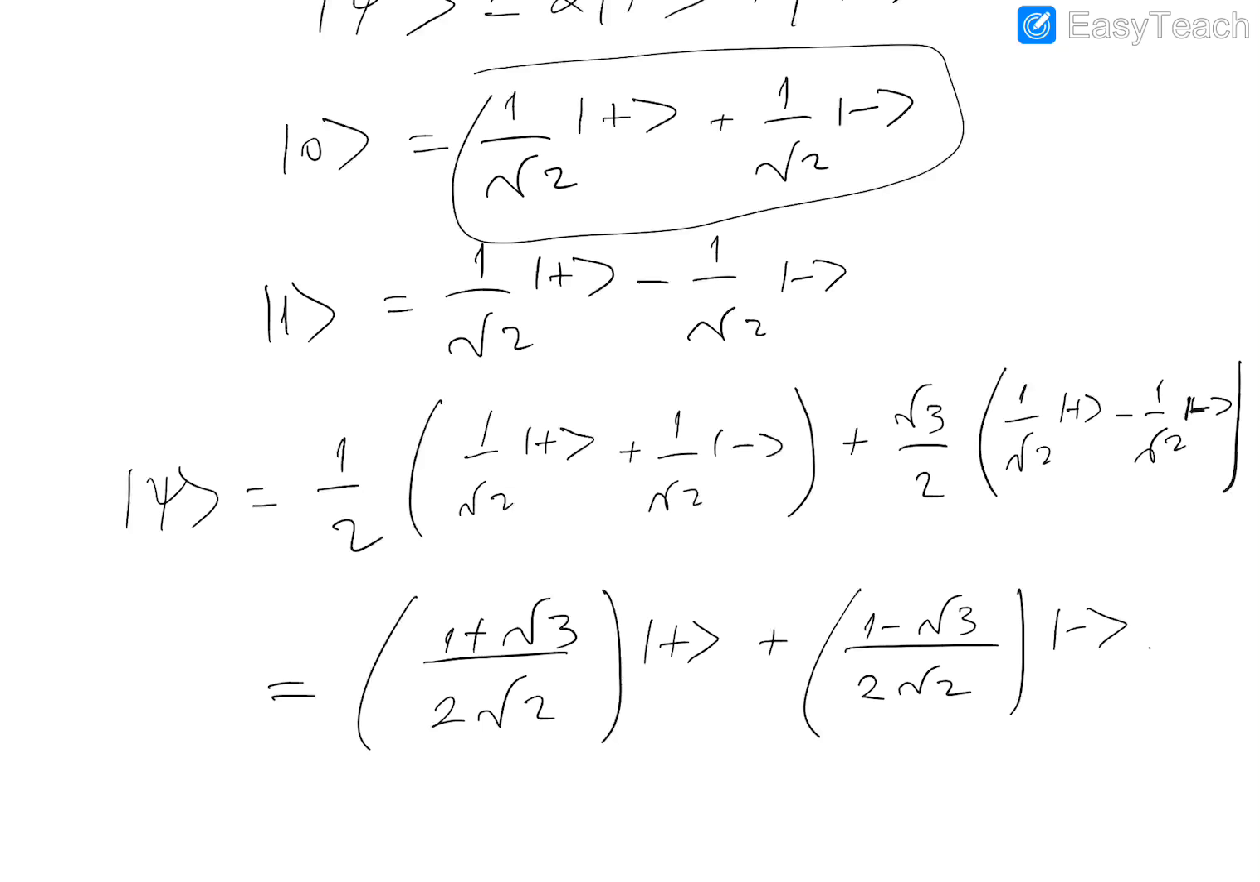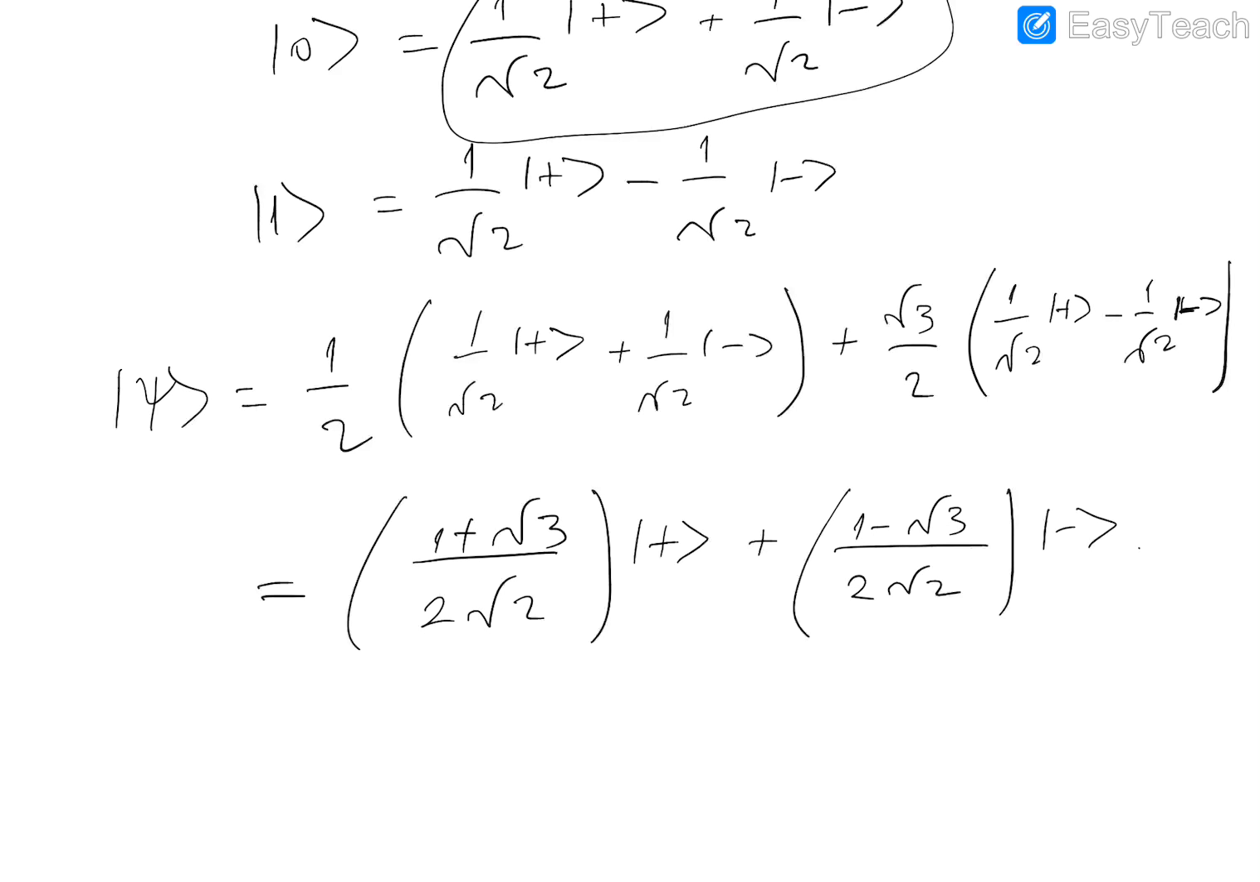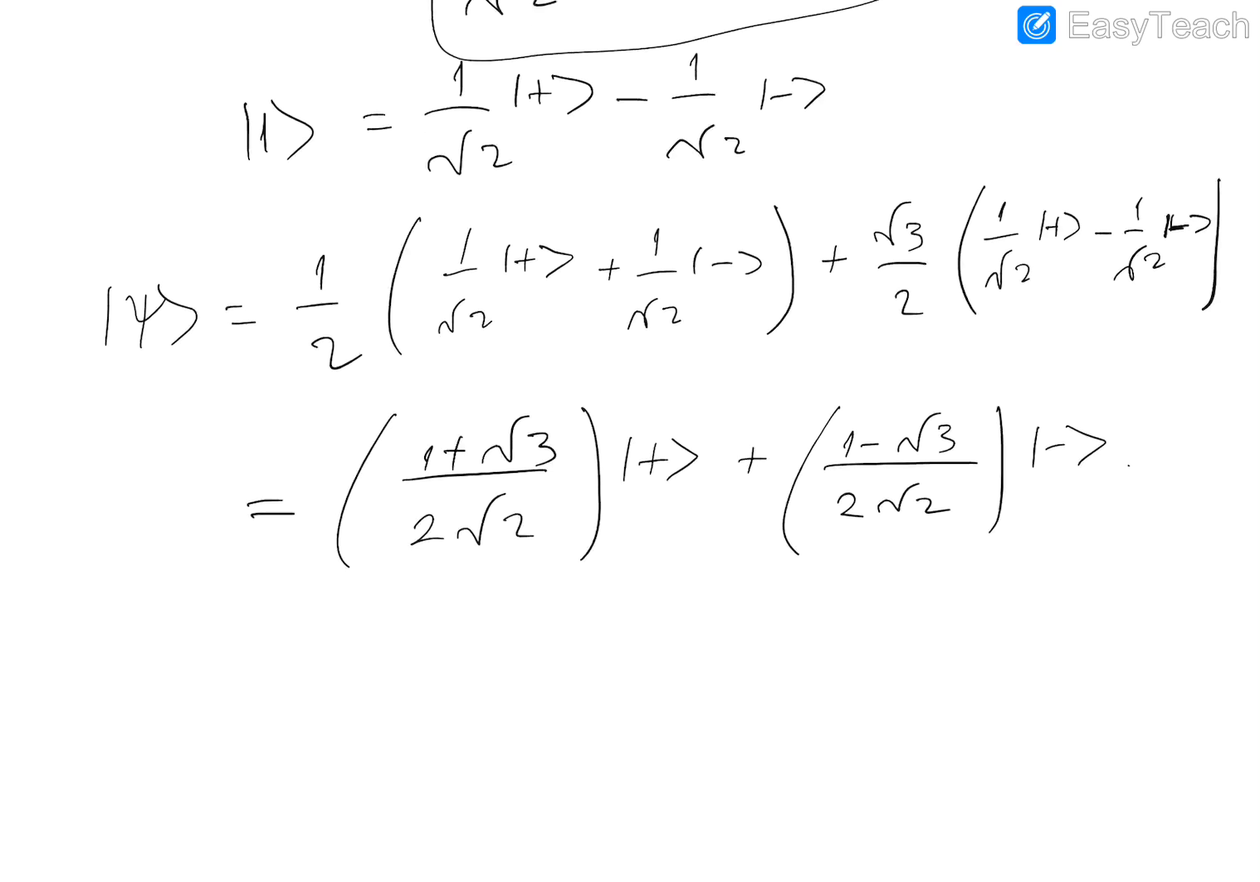Okay, so this is how we write any vector in the sign basis, or any other basis if we are given another set of basis states. Of course, the basis states should be orthogonal to each other. Okay, so this is the change of basis. What we did here was simply a change of basis.